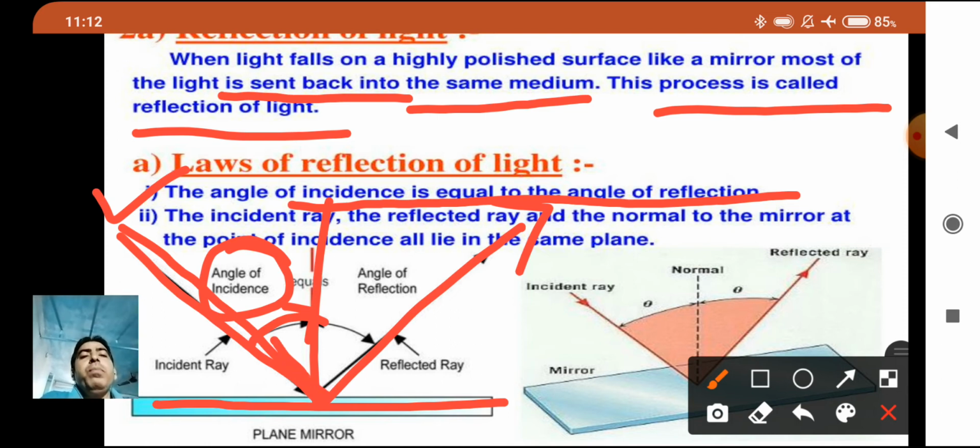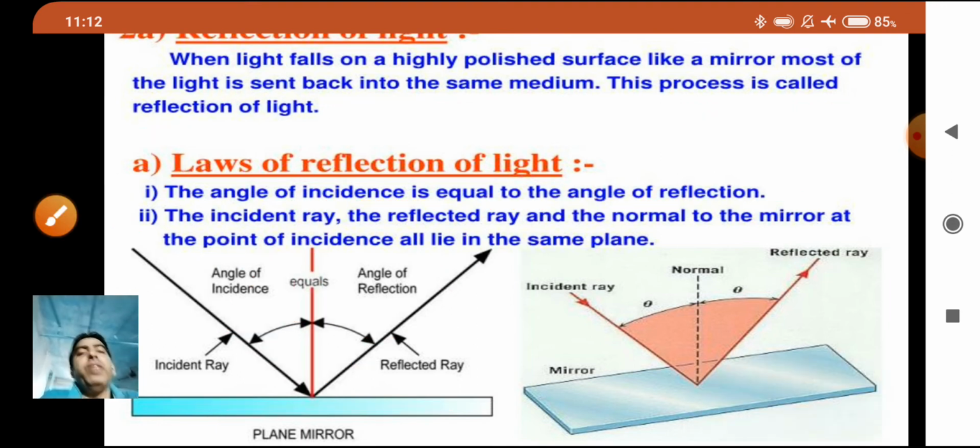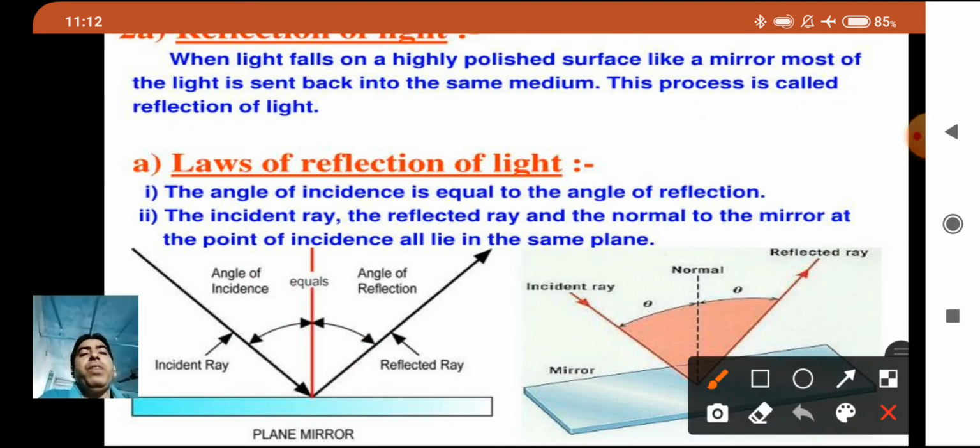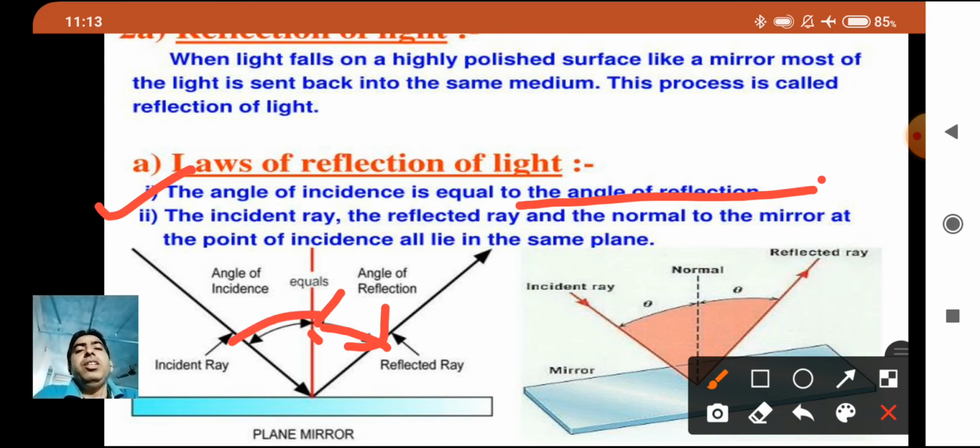When it falls on a plane mirror, it is reflected back, and one more angle is formed. The angle of reflection is the angle made by the reflected ray and the normal. This angle is called the angle of reflection, and the angle of incidence is always equal to the angle of reflection. This is equal to this one.